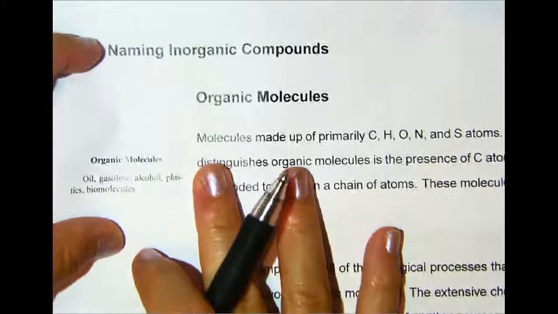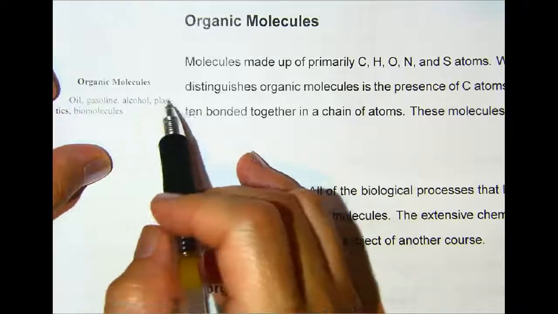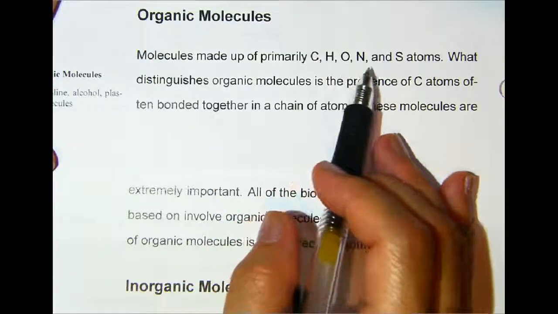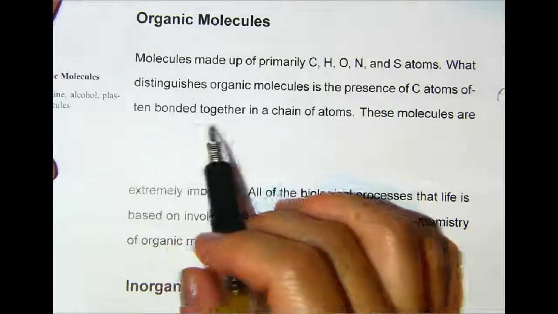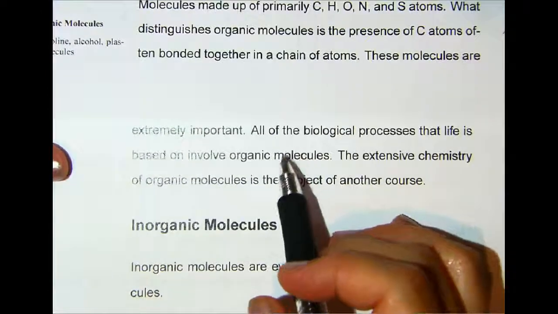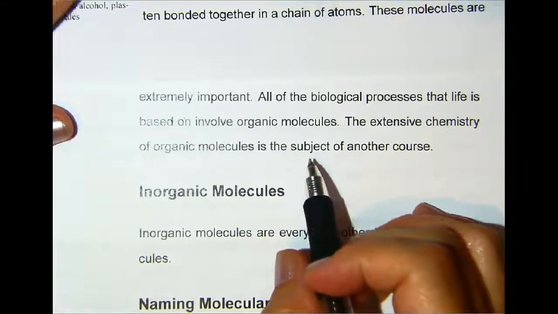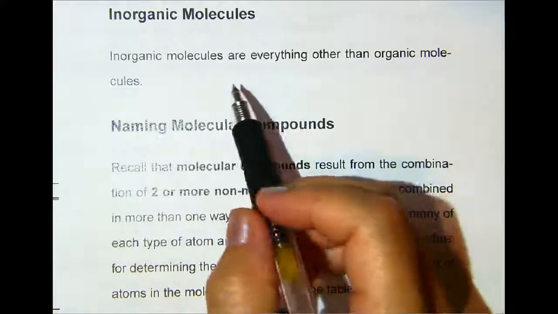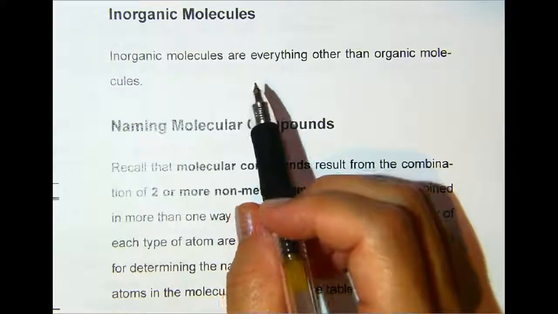Naming inorganic compounds. Let's start with organic molecules. They are oil, gasoline, alcohol, plastics, and biomolecules, for example. Molecules made up of primarily carbon, hydrogen, oxygen, nitrogen, and sulfur atoms. What distinguishes organic molecules is the presence of carbon atoms, often bonded together in a chain of atoms. These molecules are extremely important. All of the biological processes that life is based on involve organic molecules. The extensive chemistry of organic molecules is the subject of another course, and we will actually have that as a separate chapter sometime later in the quarter. Inorganic molecules are everything other than organic molecules, which is the focus of this fall and the spring courses.